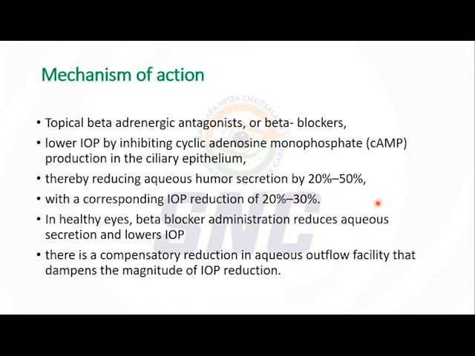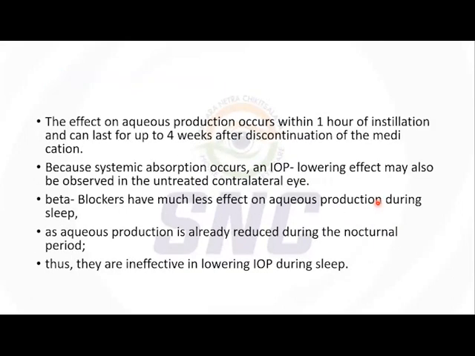The beta blockers lower IOP by inhibiting cyclic AMP production in the ciliary epithelium. So they reduce aqueous humor production by 20 to 50%, with a corresponding IOP reduction of 20 to 30%. In healthy eyes, beta blocker administration reduces aqueous secretion and lowers IOP. There is a compensatory reduction in aqueous outflow facility that dampens the magnitude of IOP reduction. The effect on aqueous production occurs within 1 hour of instillation and can last up to 4 weeks after discontinuation of medication. Because systemic absorption occurs, an IOP lowering effect may also be observed in the untreated contralateral eye.